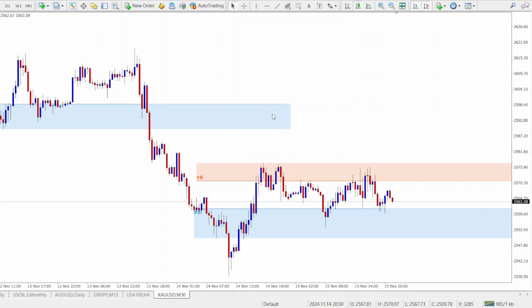So what you have to do is, once a support zone has been identified, the next time that you see price going into that support zone, there is a tendency that it could face rejection again.